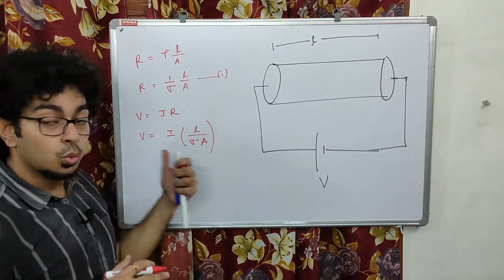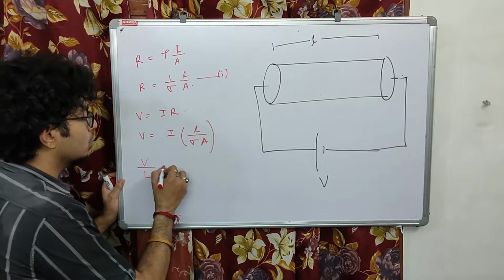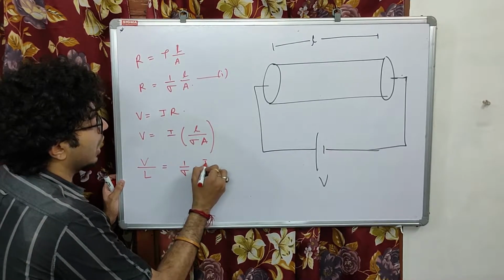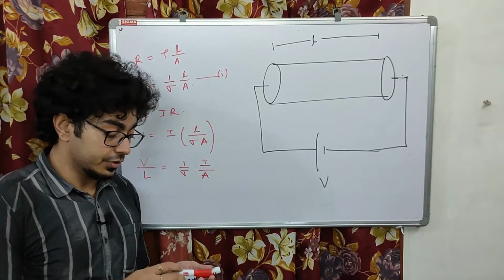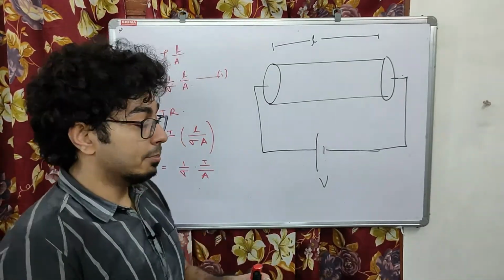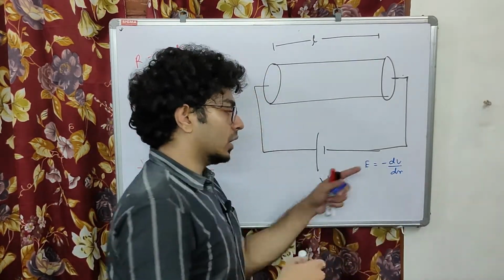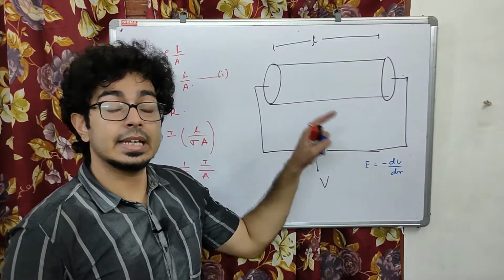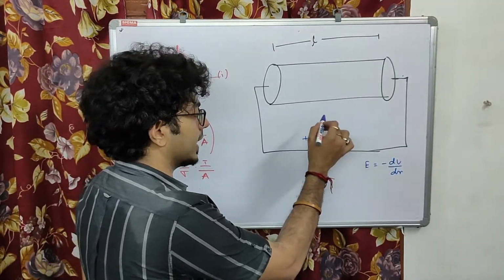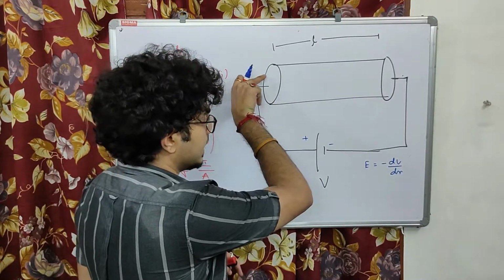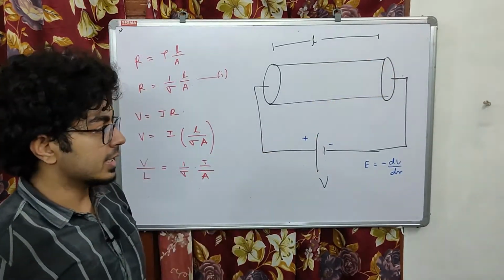Okay. Now if I bring this L over here, we get V by L equals 1 by sigma into I by A. Now V by L can be written as electric field, right? If you remember, or if you don't remember, I am there to remind you. Electric field was equals to minus dV by dr. Now this negative sign signifies that electric potential decreases in the direction of electric field. So here this is positive, this is negative, so potential decreases in this direction. That means electric field is in this direction. So positive charge will move along the direction of electric field inside the conductor.